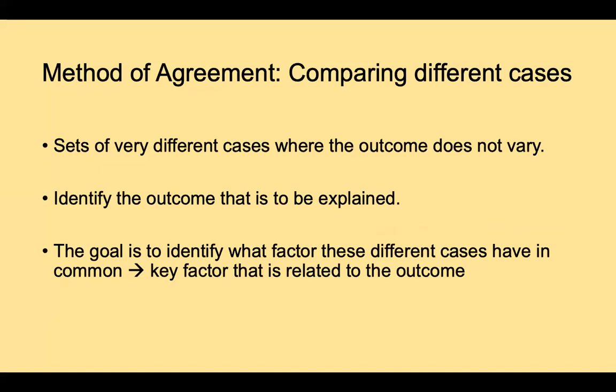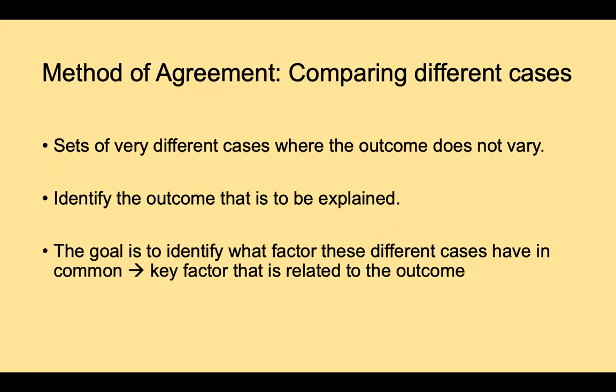Now, let's shift gears and deal with the second method for testing hypotheses. And this is the method of agreement. And this is the method for comparing different cases. Now, we're shifting gears here and focusing on different patterns of similarity and difference than what we use with method of difference. With method of agreement, we're talking about sets of very different cases where the outcome does not vary. That is to say, very different countries with the same outcome.